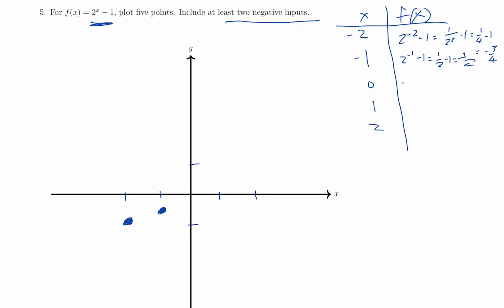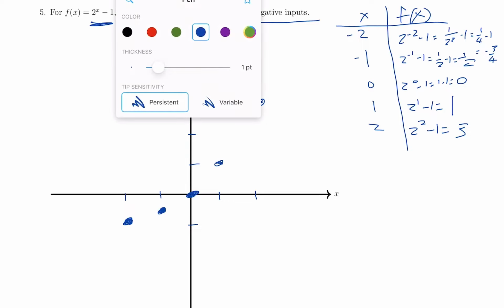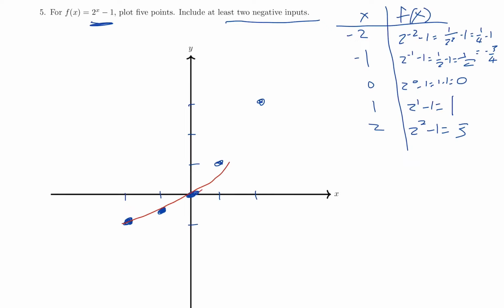And at 0, 2 to the 0 gives us 1. But actually we have to subtract 1, right? Sorry, so I meant to write 1 minus 1 equals 0. So when it's 0, we actually have 0 in this case. And 2 to the 1 minus 1 gives us 1 right here. And 2 to the second minus 1 gives us 4 minus 1, which gives us 3. So 3 right here. So if I were to connect, this is the graph, plus some points.